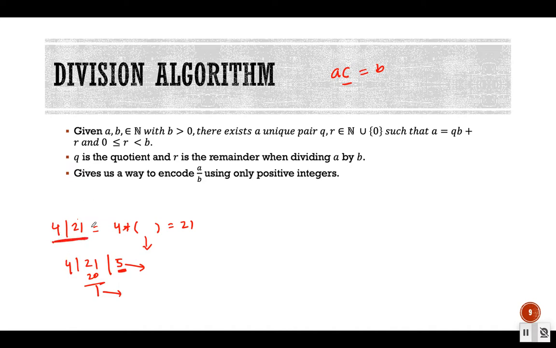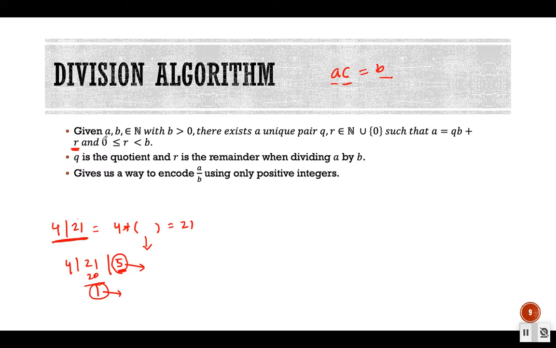For such a case, we have to come up with a new value known as the remainder. Not every integer is going to divide every other integer. So if a number doesn't evenly divide another number, in the division algorithm I have to come up with another number known as the remainder. For example, here 5 is the quotient and 1 is the remainder.